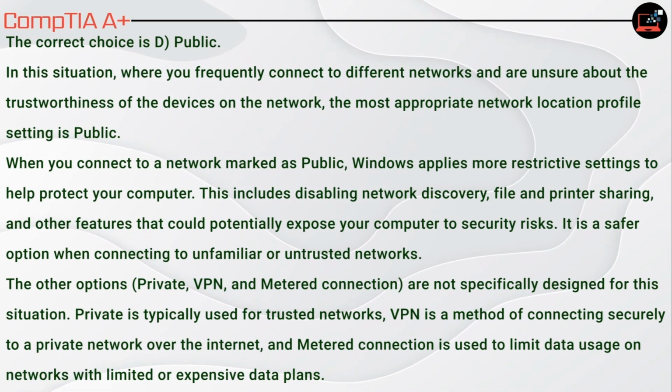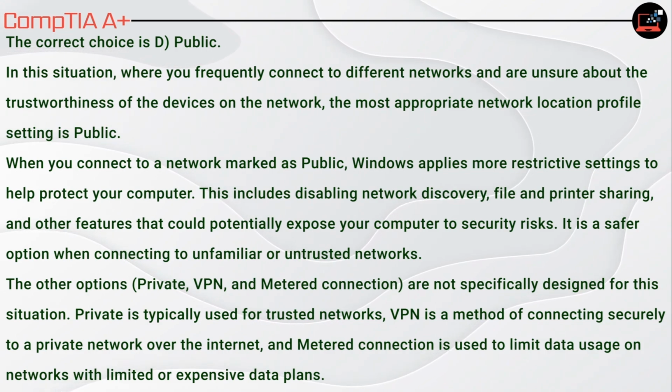The correct choice is D. Public. In this situation, where you frequently connect to different networks and are unsure about the trustworthiness of the devices on the network, the most appropriate network location profile setting is Public. When you connect to a network marked as Public, Windows applies more restrictive settings to help protect your computer. This includes disabling network discovery, file and printer sharing, and other features that could potentially expose your computer to security risks. It is a safer option when connecting to unfamiliar or untrusted networks.